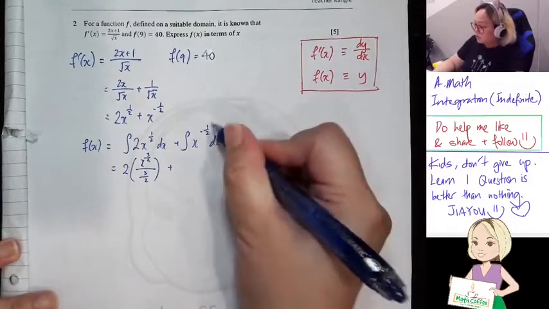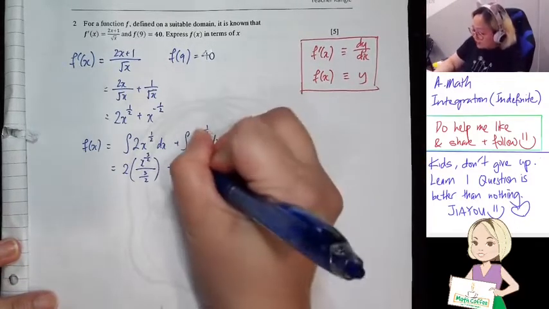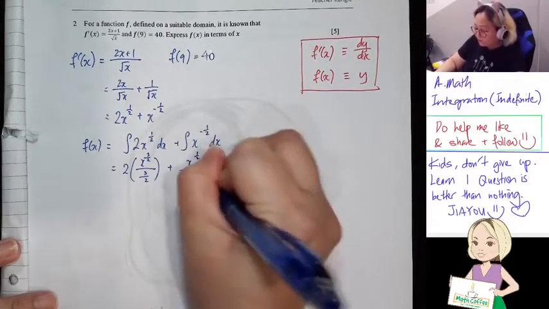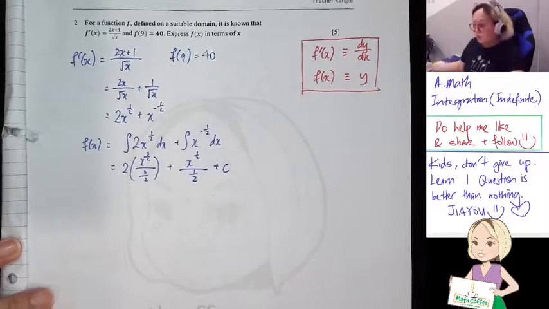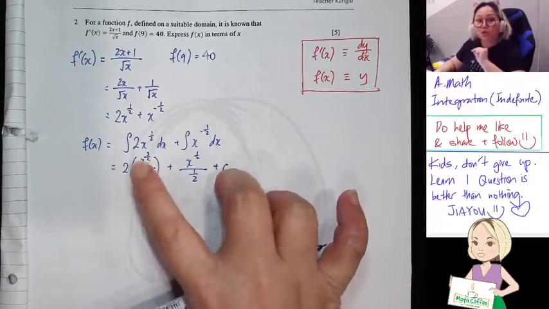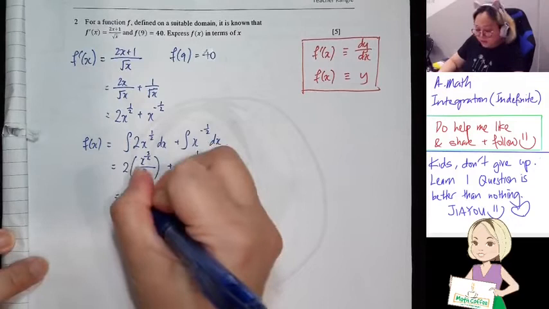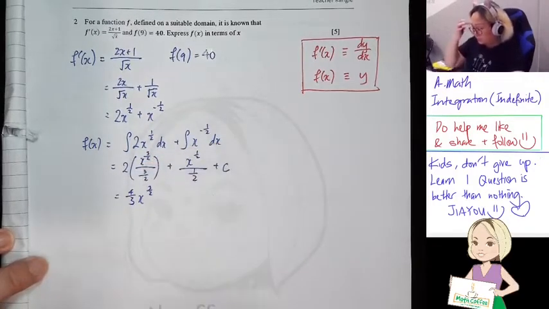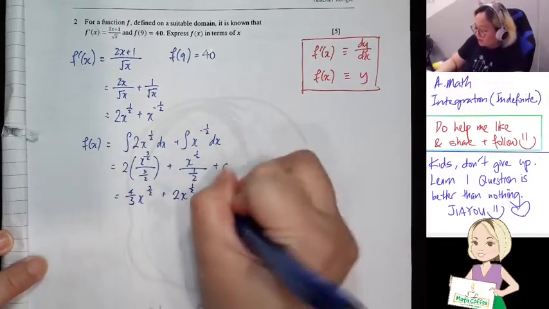Okay, so now this one. Minus half plus 1 is half. So I get x to the power of half over the new power, which is half, and then put a plus c. Okay, 1 divided by 3 over 2 is 2/3. So it becomes 2/3 times 2, which will give us 4 over 3 x to the 3 over 2. And then this one will be 2 x to the power of half plus c.